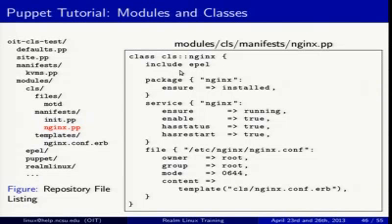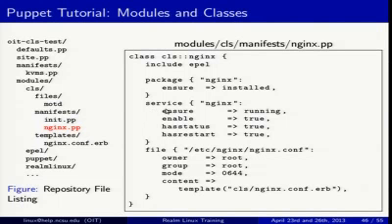This first line, include EPEL, brings in the EPEL module, which is a standard module I ship with all of the Realm Linux Puppet repositories. The package resource is the name of the package, Nginx in this case. The attribute ensure, we want to ensure that that package is installed.